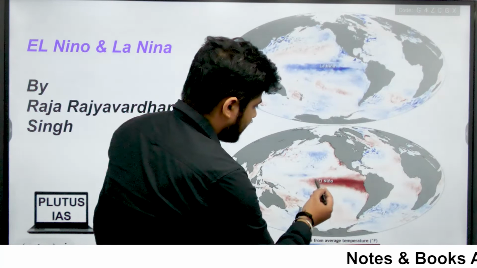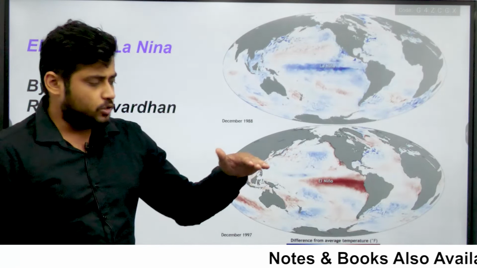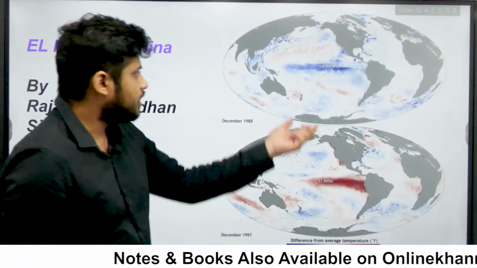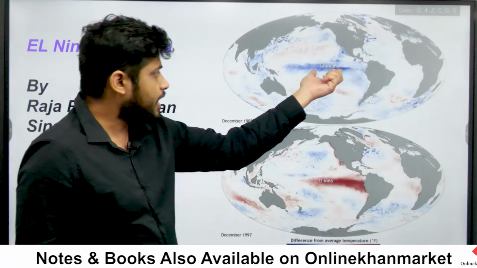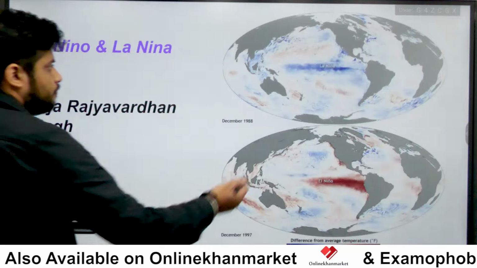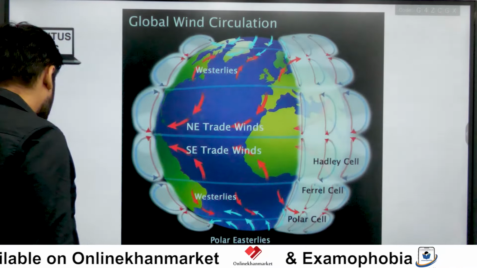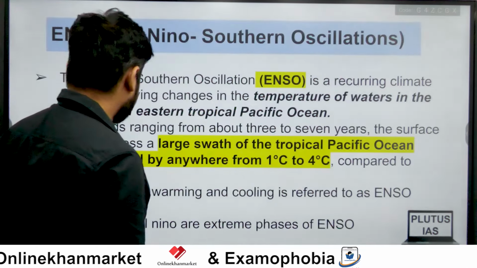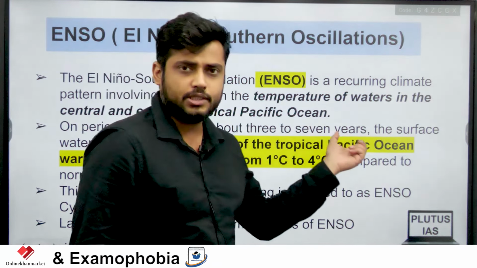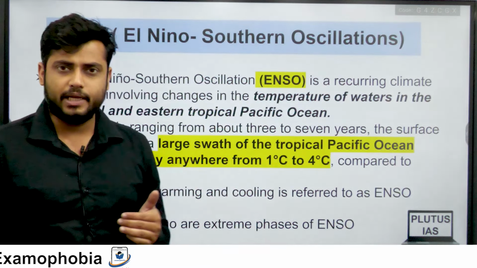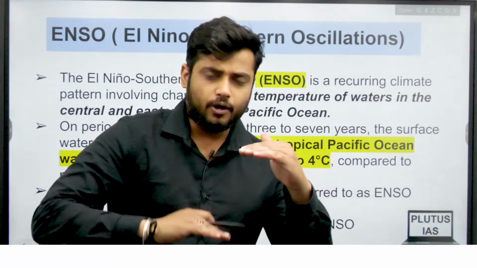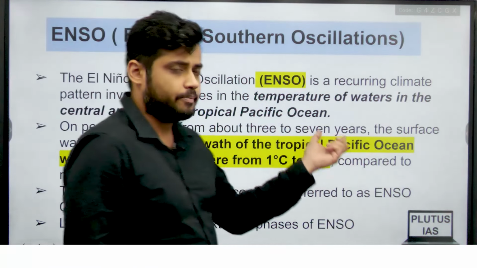Here the sea surface temperature is changing. It is oscillating about the average value in the central and eastern part of the Pacific Ocean. So this is a phenomenon of the central and the eastern basin of the Pacific Ocean. Now the next thing: on periods ranging from about 3 to 7 years, we see this temperature anomaly. The temperature is rising above the average value, and then falling below the average value.